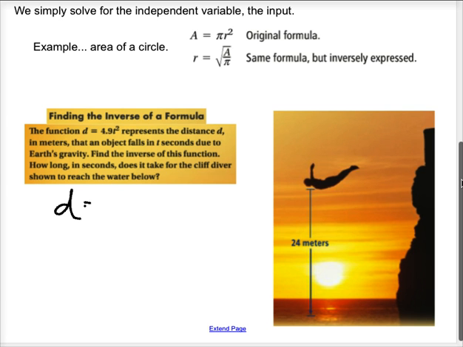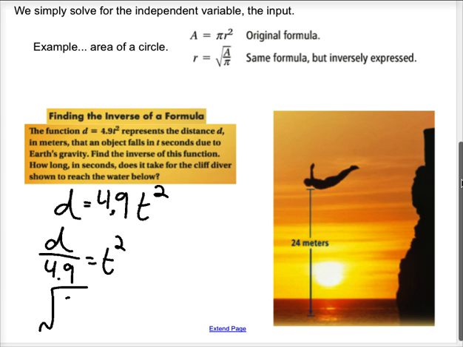All right, so here's the function we're starting with. And it wants us to find the inverse function. That means it wants us to solve it for t. So I'm going to divide by 4.9, and then I'm going to square root it. So the square root of d over 4.9 equals t.